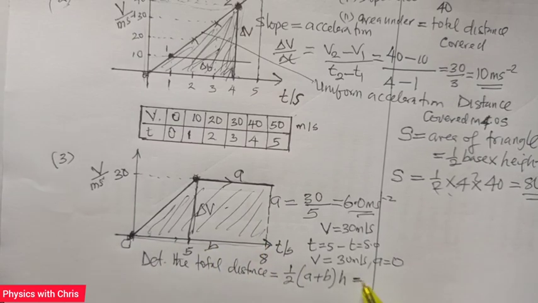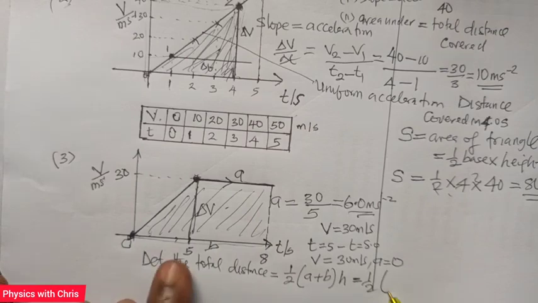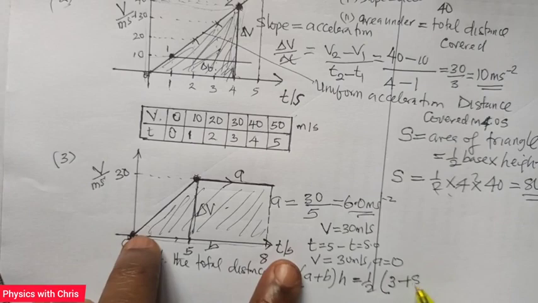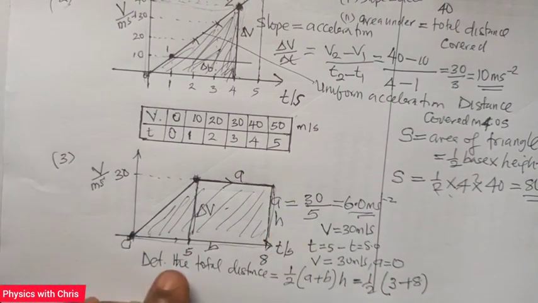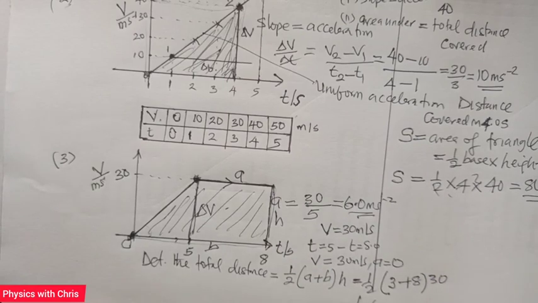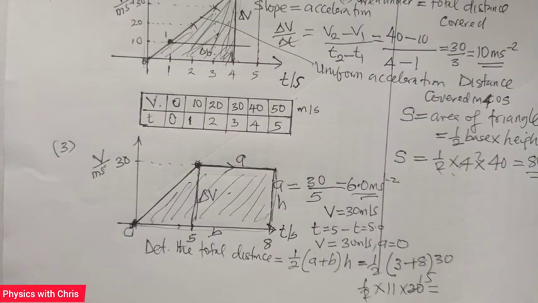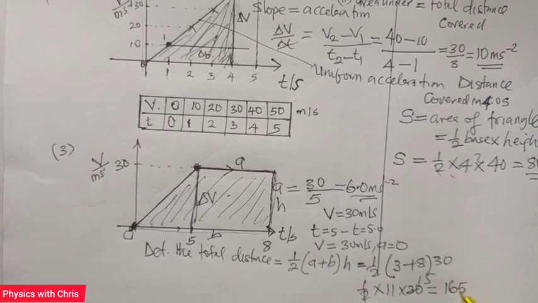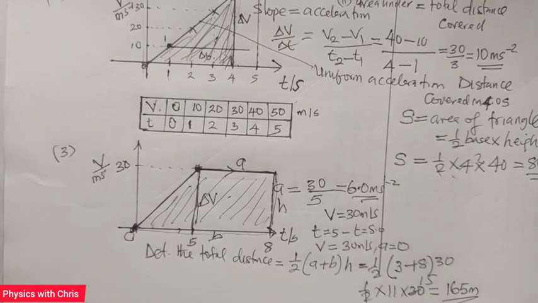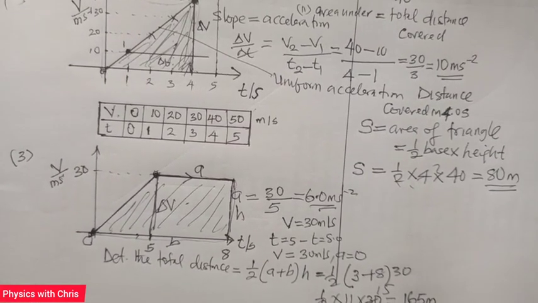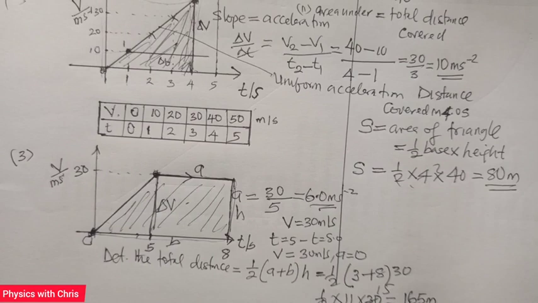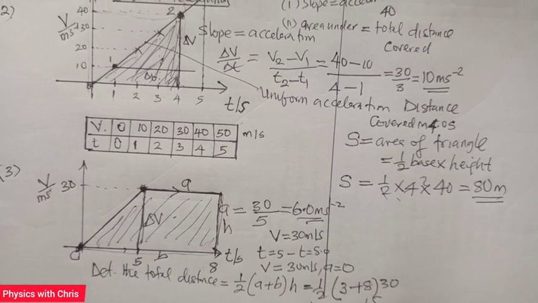So that the distance covered, my A is 8 minus 5, which is 3, plus my B is 8, times the height. The height is along the velocity axis, which is 30. So that gives me half times 11 times 30. That gives me a total distance of 165 meters. So that's the total distance covered by the body in a time of 8 seconds. Okay, so next video we shall take more questions on this.